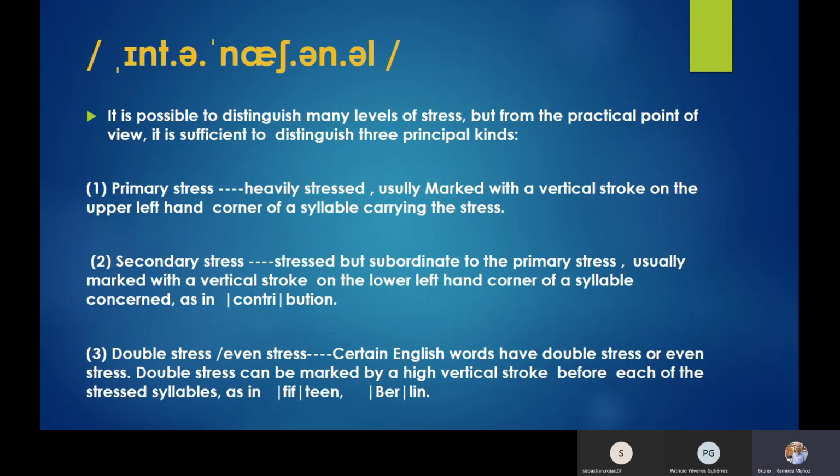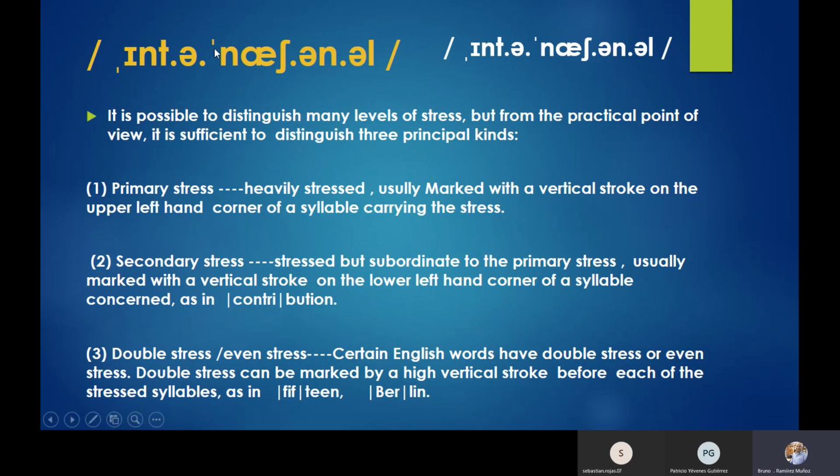I talked to you about different types of stress, right? And sorry about the misspelling here, usually. So there's a primary stress, and there's a secondary stress. Sometimes people, when I say people, I say phoneticians, talk about even stress or double stress. Let's focus on the primary stress first. So this is a heavy stress marked with a vertical stroke on the upper left-hand corner.